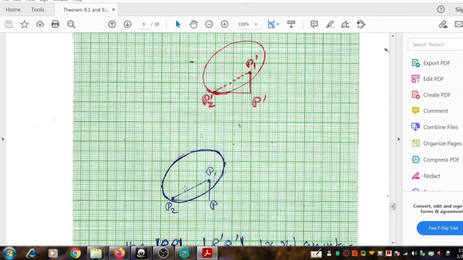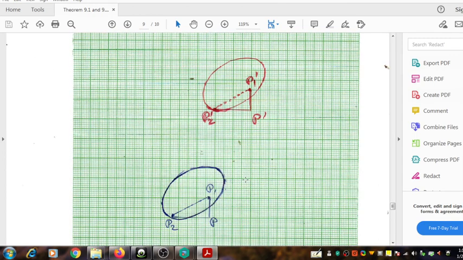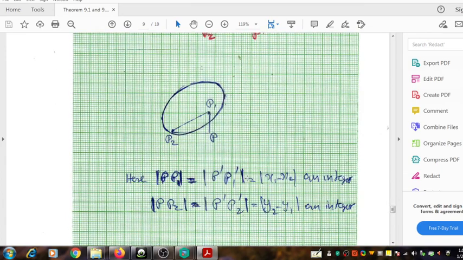So the idea behind it is very clear, very simple, lower class geometry. We can accept that, and due to that equality, we can write the magnitude of P1 equal to the magnitude of P1 prime. But we have two values, x1 and x2.